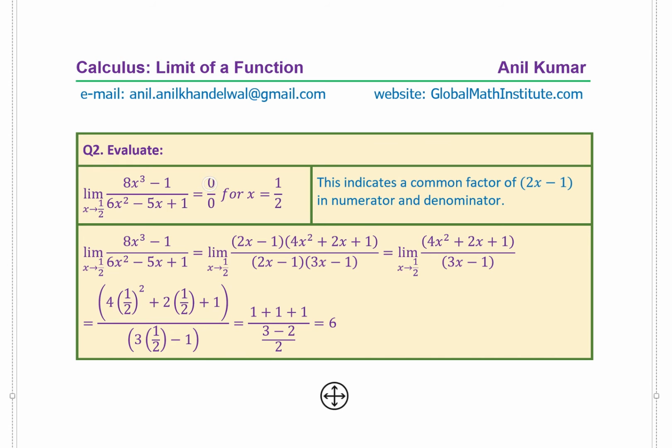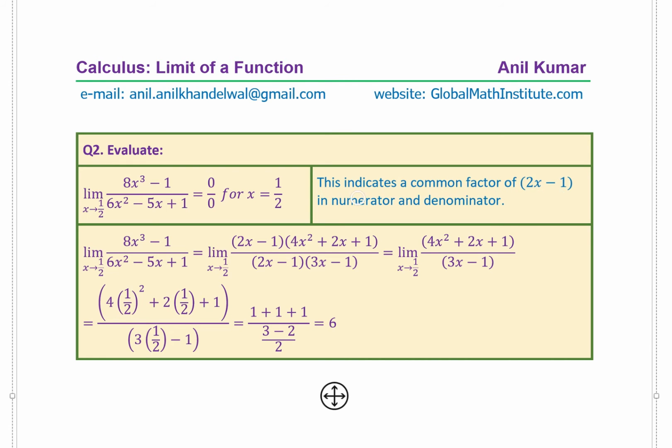0 here means that 8x cubed minus 1 is 0 for x equals to half. That means 2x minus 1 is a factor. Similar is the case in the denominator. So if we factor, we could cancel that 2x minus 1 factor and then substitute to get the limit. Perfect. So that's the whole idea.